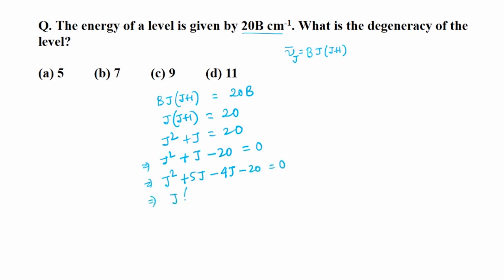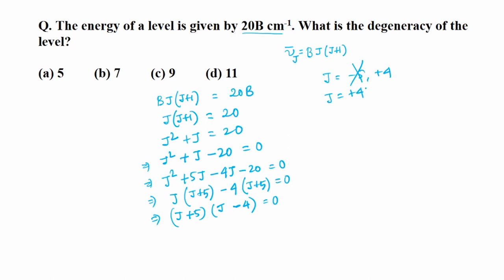That means, if I take j common, and if I take 4 common, j plus 5 times j minus 4 equals 0, or in other words, j plus 5 and j minus 4 equals 0. So, the values that j can take is minus 5 and plus 4, but j cannot be negative. So, j cannot be minus 5. So, j equals plus 4. So, if j equals plus 4, we know the degeneracy g of j is given by 2j plus 1. So, that is 2 times 4 plus 1, that is 9. So, in other words, because this is a multiple choice question, the correct answer is C. That means, the degeneracy of the level is 9.